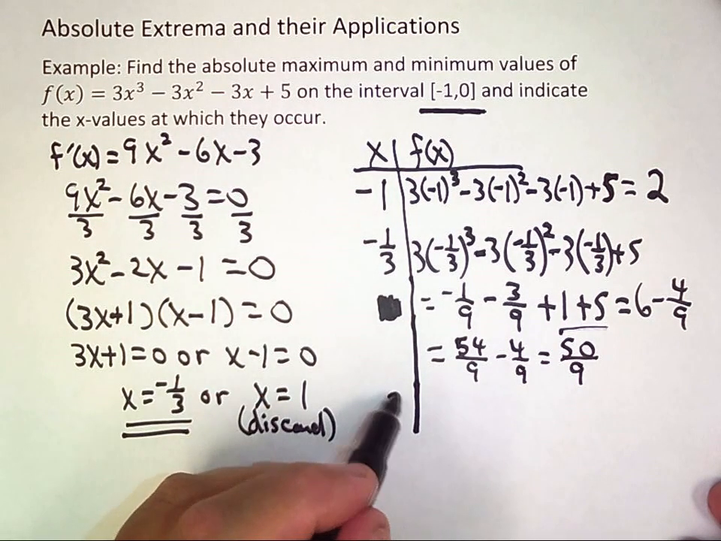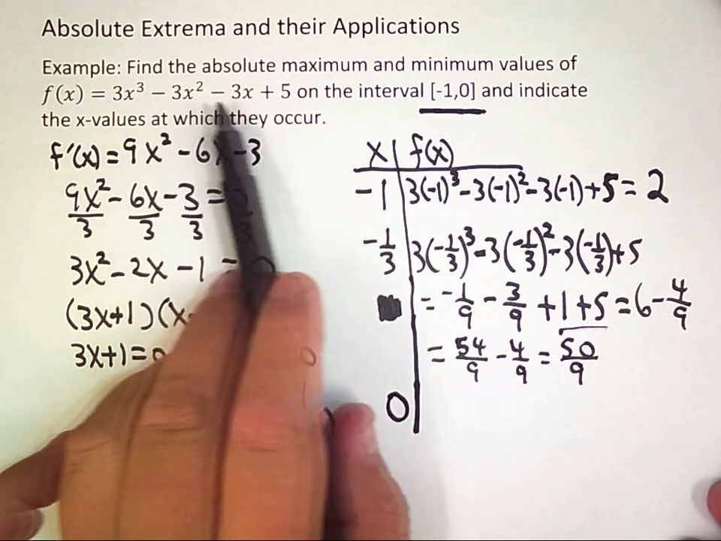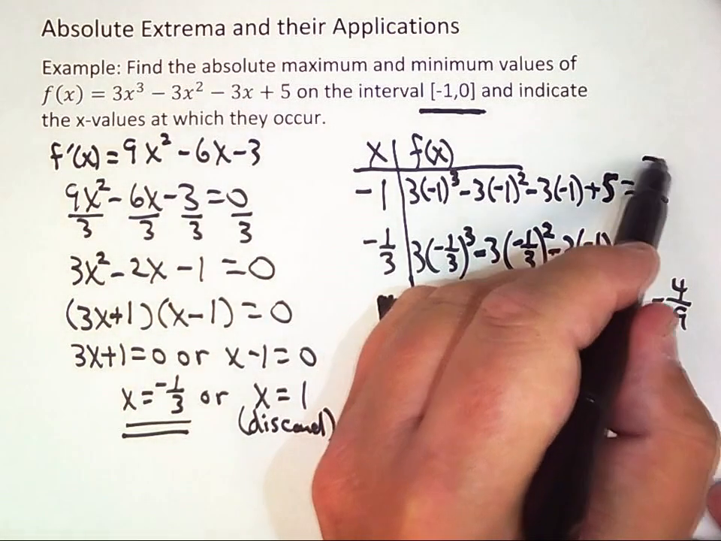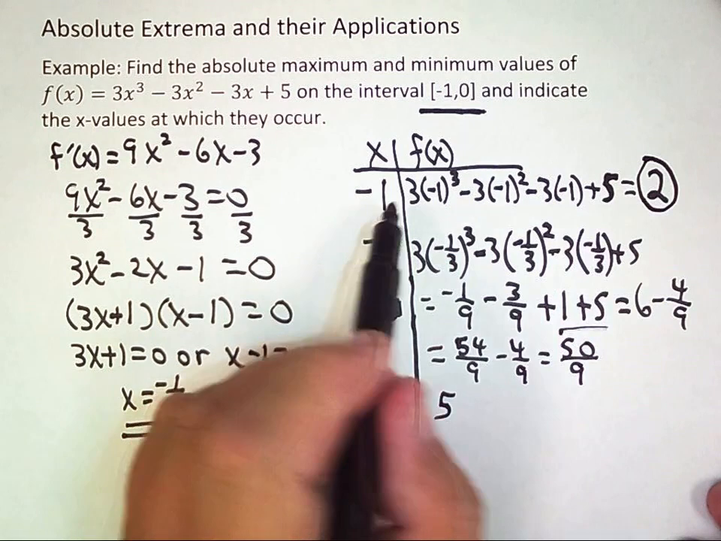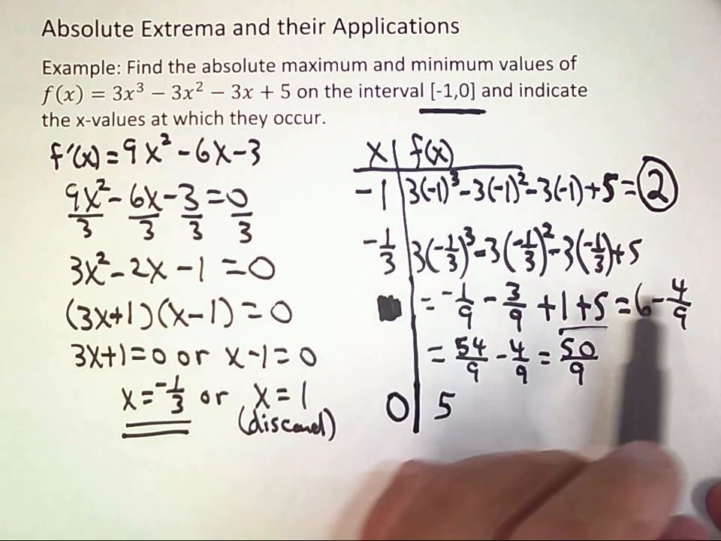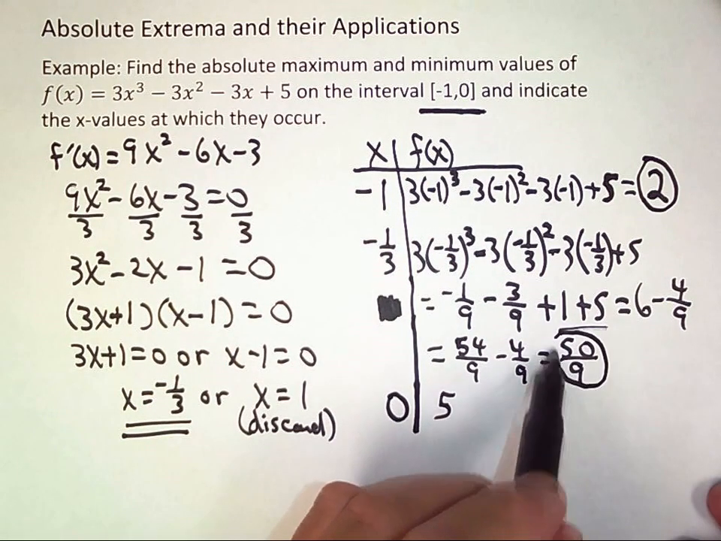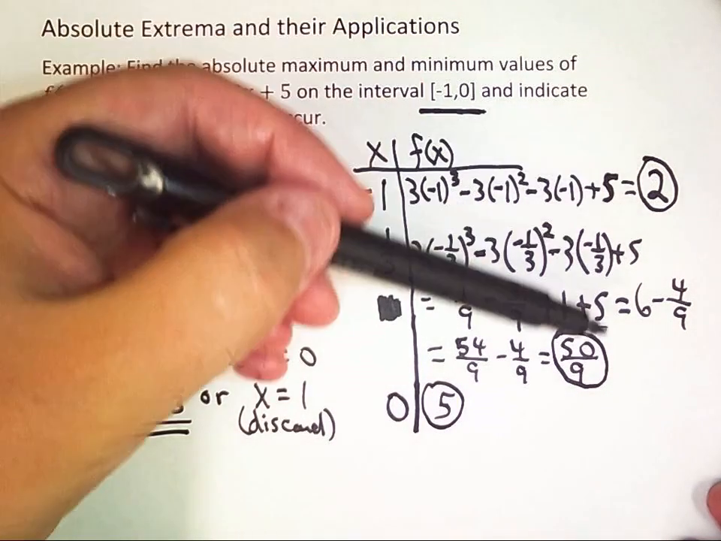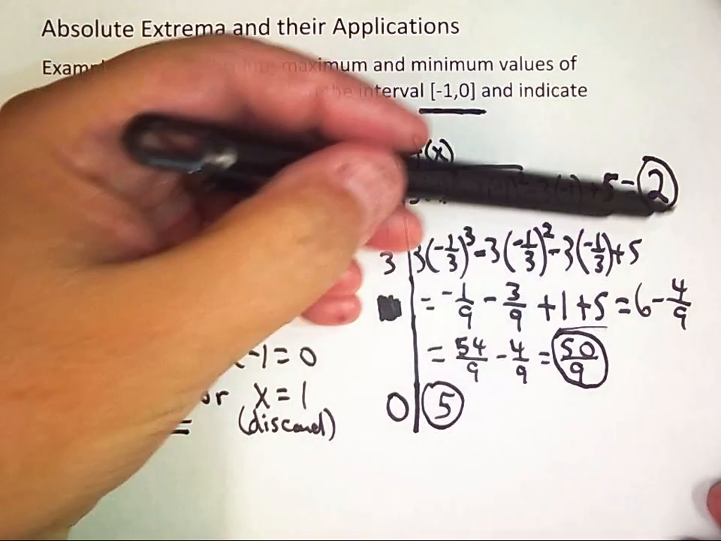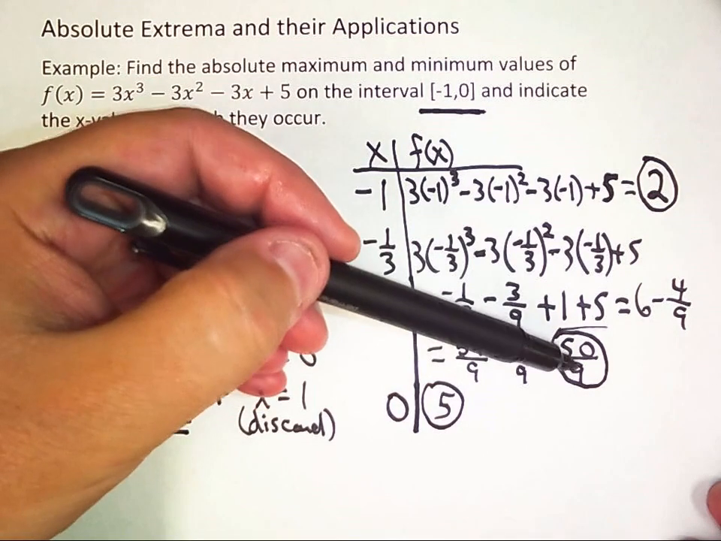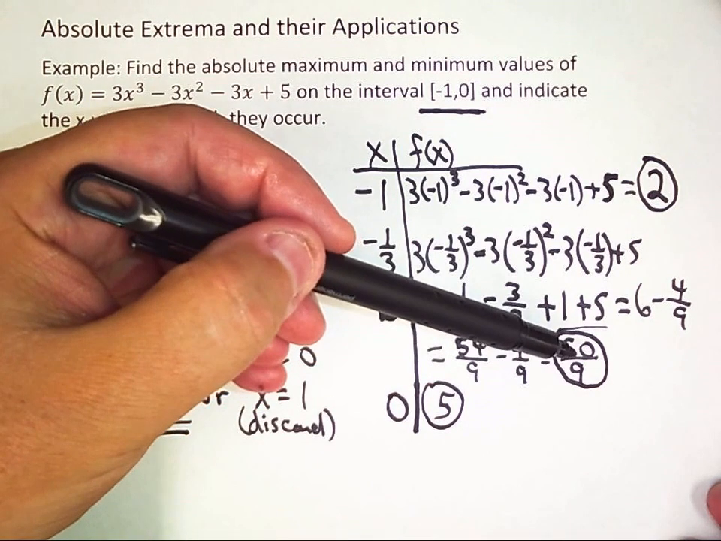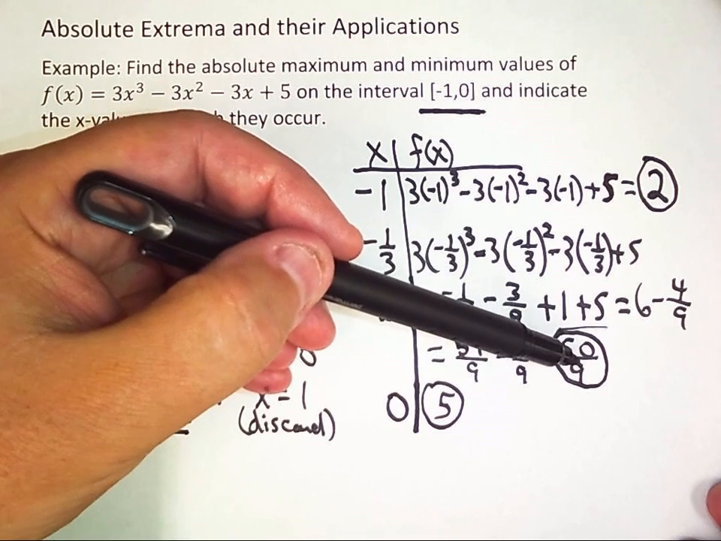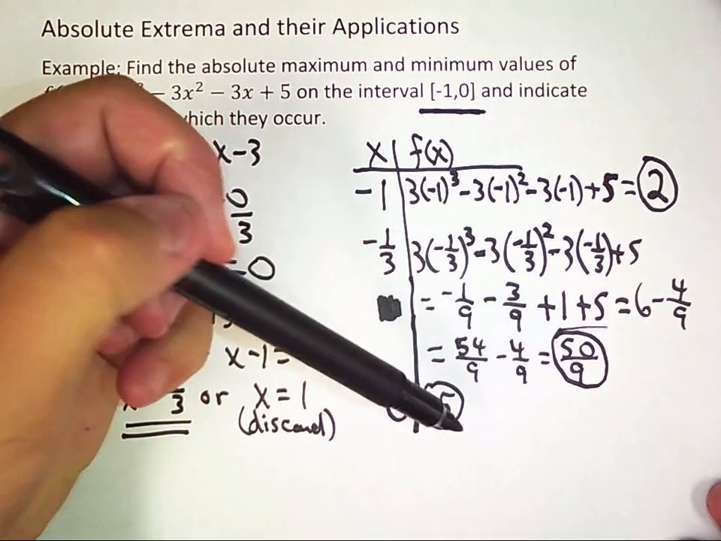And now I'm ready to do the 0. That's going to be easy because everything zeroes out except for the 5. So if you're looking at the y values, when x is -1, the y value is 2. When x is -1/3, the y value is 59. And when x is 0, the y value is 5. Well, which is bigger, 2, 59, or 5? Well, obviously 2 is not bigger than 5, but 59, 9 goes into 50 over 5 times, because 9 times 5 is 45. So 59 is bigger than 5.